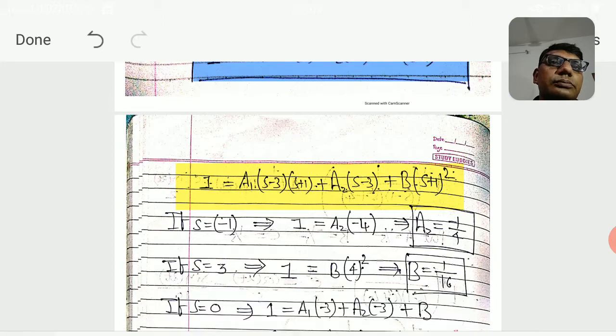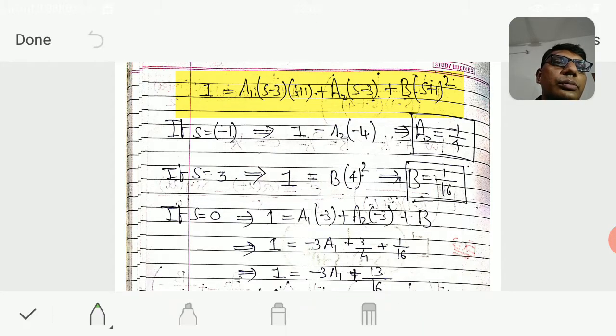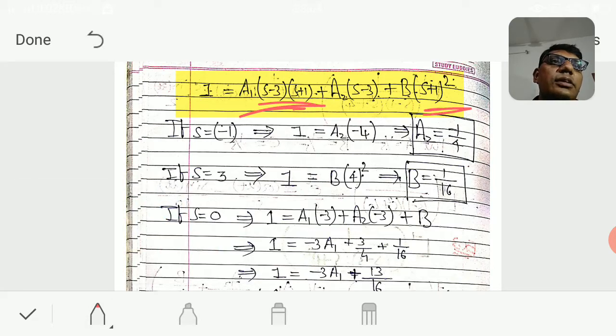Now we will take s equal to minus 1 in the yellow portion, then only a2 is the remaining term and a1 and b are 0 due to this part s plus 1. This a2 is the only remaining term, therefore we get left hand side is 1 and right hand side is minus 4a2, so a2 is minus 1 by 4.